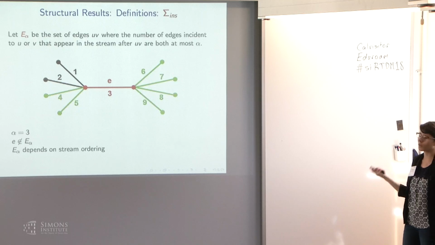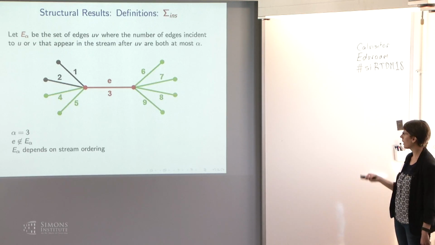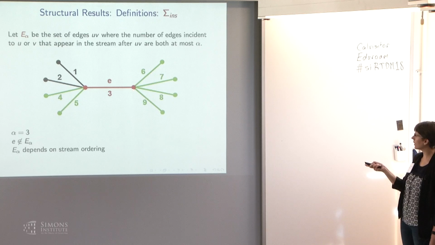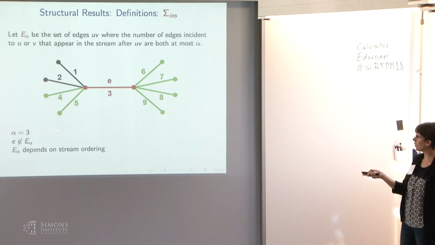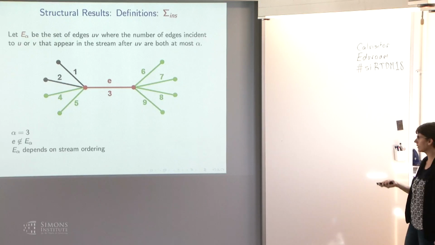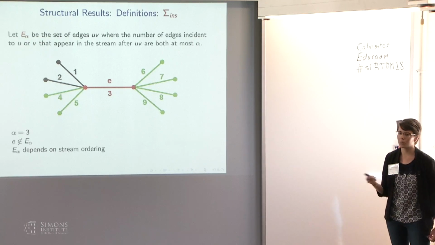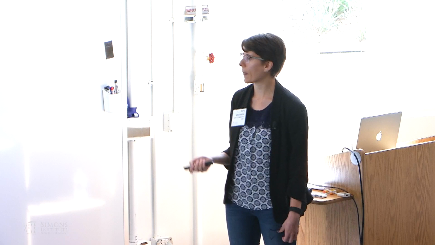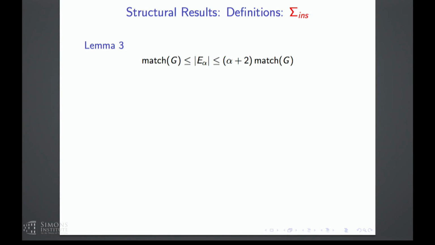However, if we just reorder the stream and move E closer to the beginning of it, now these 6 edges are the ones that appear after E in the stream. And now 4 of them are incident to this one endpoint, which is greater than alpha, and so E is not in the set E sub alpha. So as you can see, the set depends on the stream ordering. However, we can show that regardless of the ordering, the size of that set is always an alpha plus 2 approximation of the size of the matching.